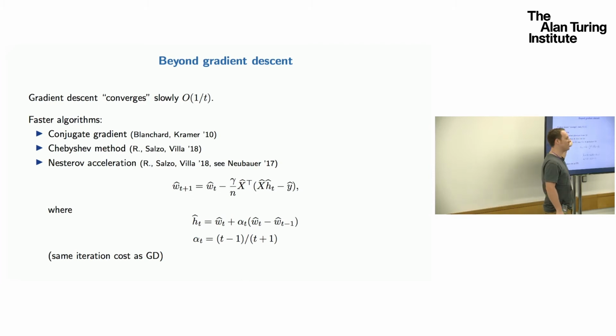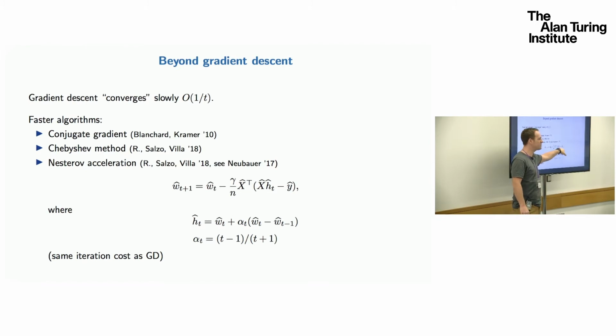Okay. And here I put not the people that invented it, but the people that asked this question in the context of statistical learning. And here I just write to you the form of Nesterov acceleration in this very simple setting, which is basically the idea that it's very similar to gradient descent, but in every iteration, rather than using the previous iteration, you use a convex combination of the previous two iterations. Okay, that's the basic idea. And this is just one possible choice of the weighting between these two parameters. The basic idea of this is that it has the same iteration cost as GD, but it converges much faster.